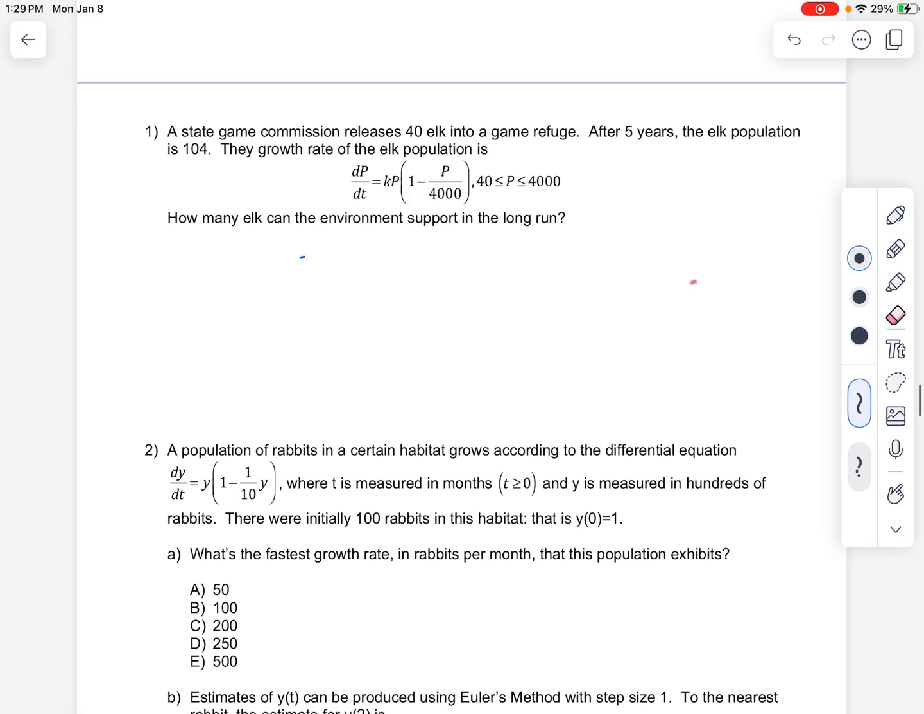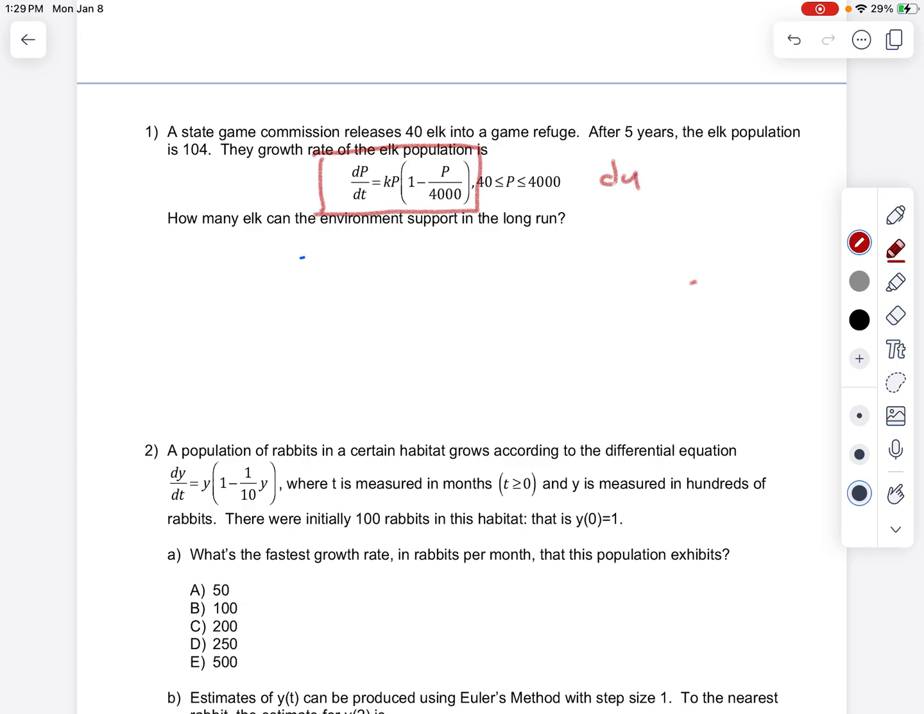Okay, so let's take a look at a logistic problem. It says a state game commission releases 40 elk into a game refuge or a park. After 5 years, the elk population is 104, and this represents the differential equation of this elk. How many elk can the environment support in the long run?